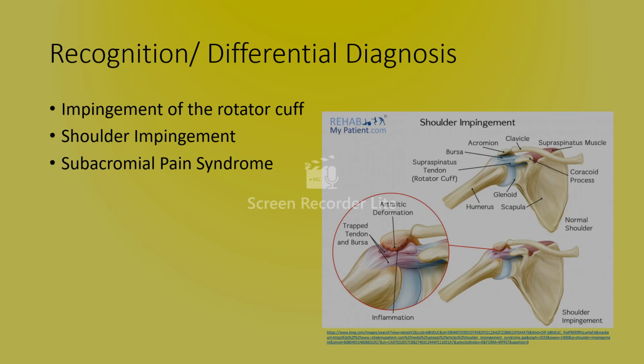Recognition and differential diagnosis. It could also be an impingement of the rotator cuff, shoulder impingement, or subacromial pain syndrome. And over to the right, we have a picture of shoulder impingement. And as you can see in that little circle, it pushes down on the bursa and creates symptoms like bursitis. So it's easy to get the two confused.